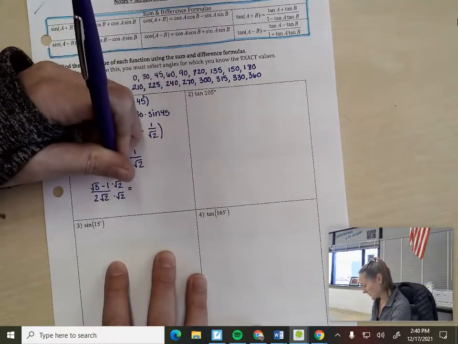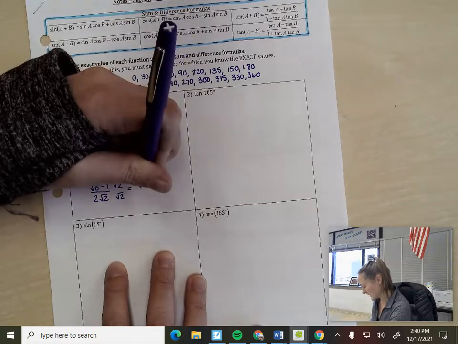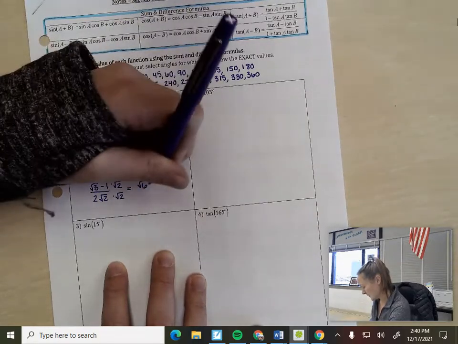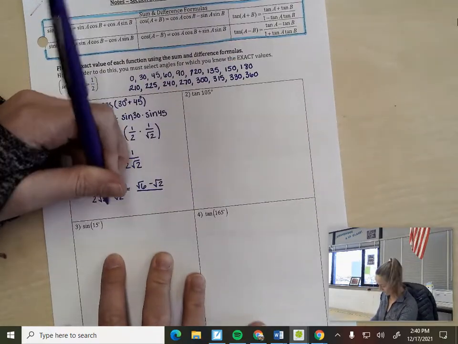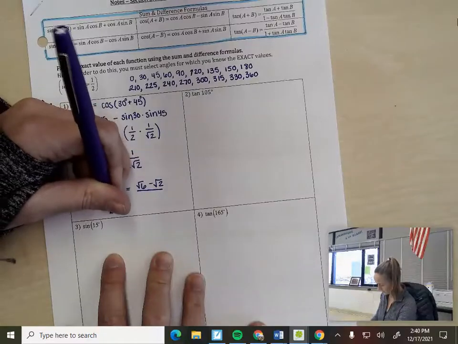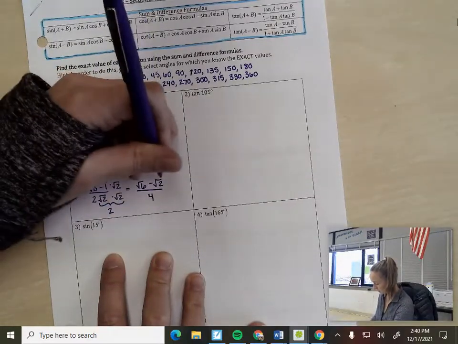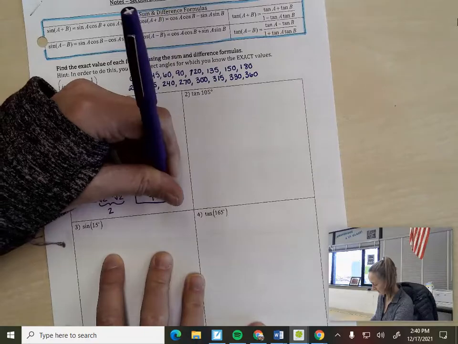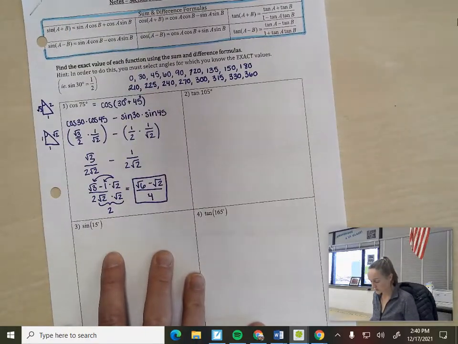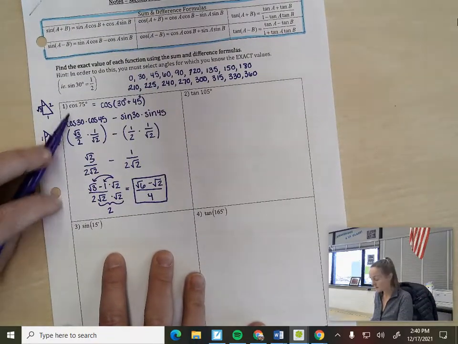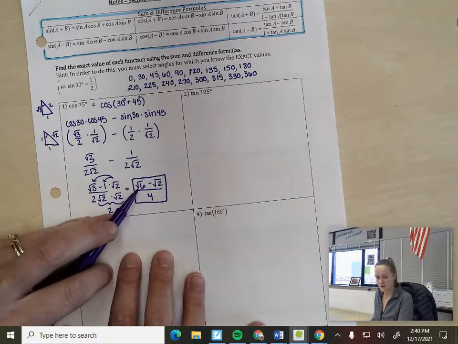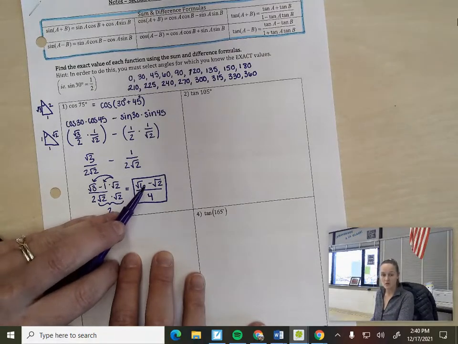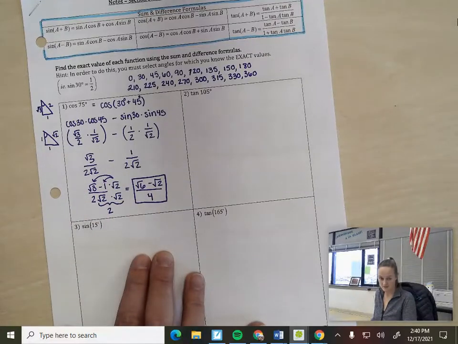And when I multiply by root 2 on the top, I end up with root 6 minus root 2 over. And then root 2 times root 2 is root 4, which is just 2. 2 times 2 is 4. So this is actually as simple as it gets, and that is your final answer. So we can say cosine of 75 degrees equals root 6 minus root 2 over 4. Now you cannot combine those two values because you can't combine radicals unless they have the same number underneath. So root 6 minus root 2 just stays, and that's your answer.